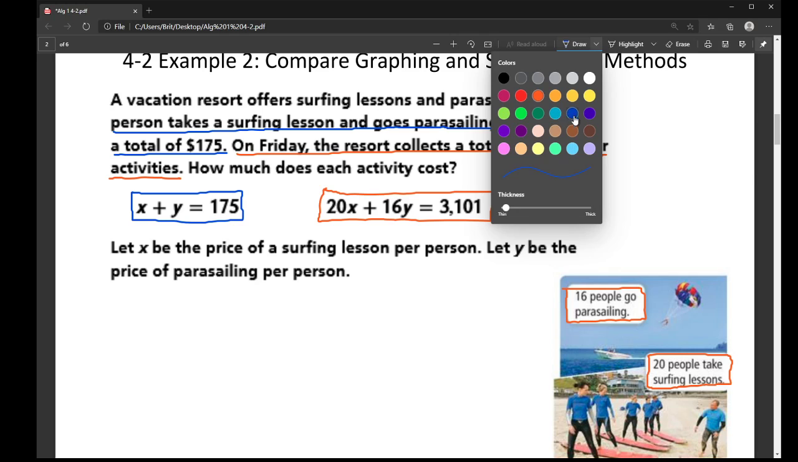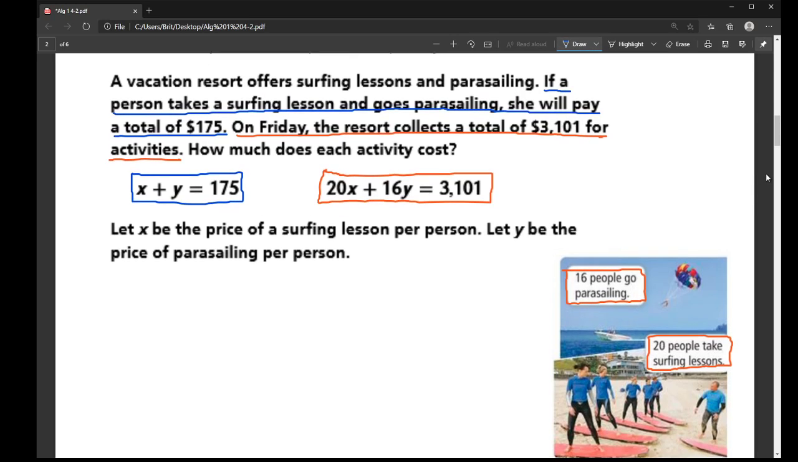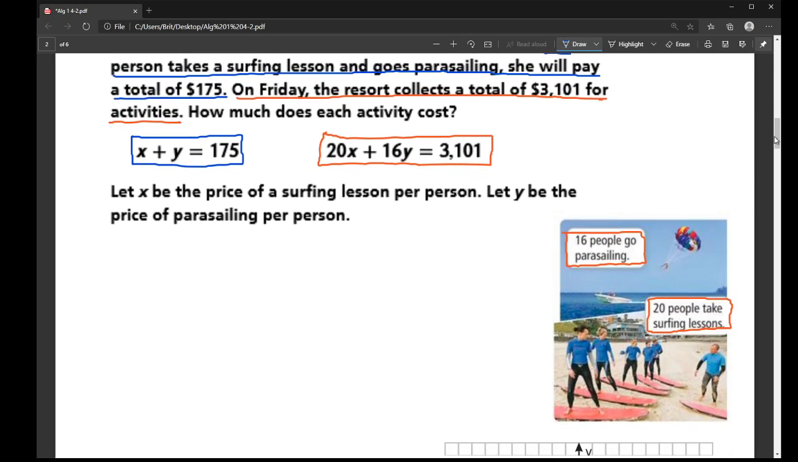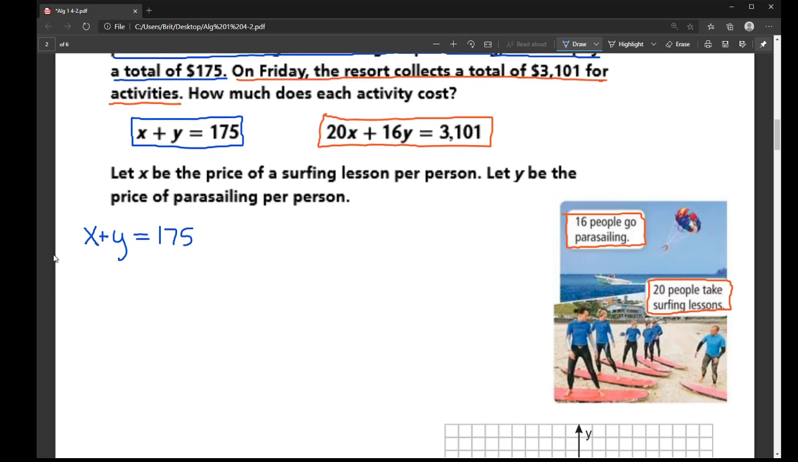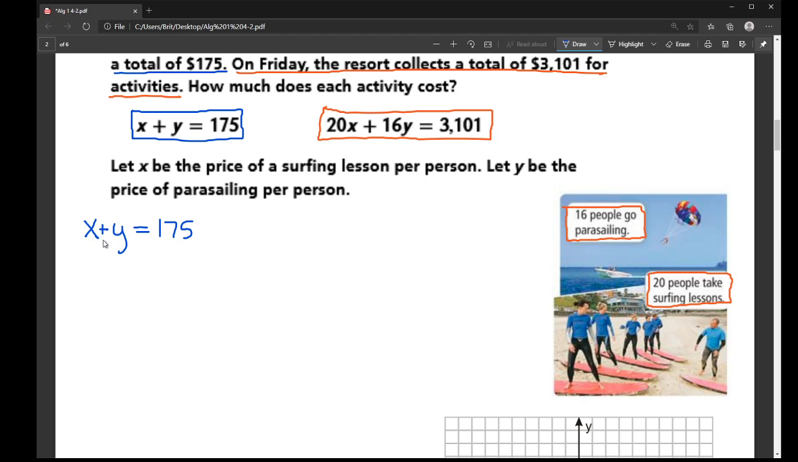Now when I go to solve this, I'm actually going to use substitution first, and then I'll use graphing, just because I prefer substitution. Now remember, when we go to substitute, we need to have an equation where one of our variables is isolated, or by itself. So I'm going to subtract y from each side of my blue equation here so that my x is alone.